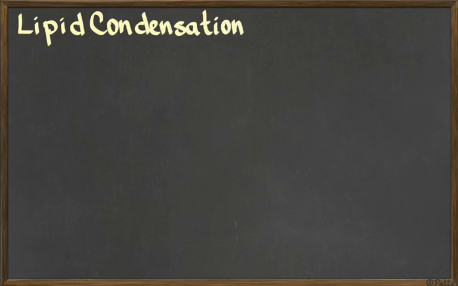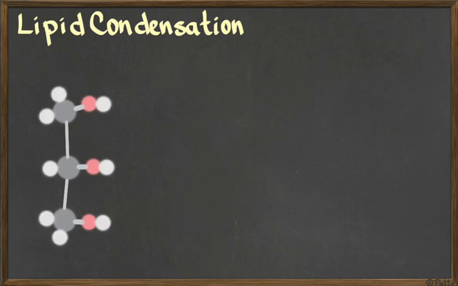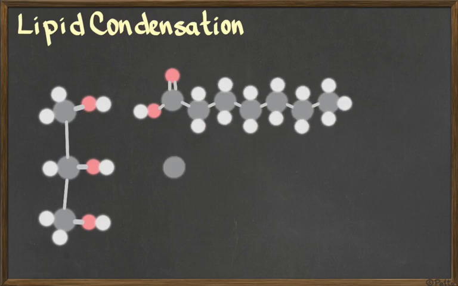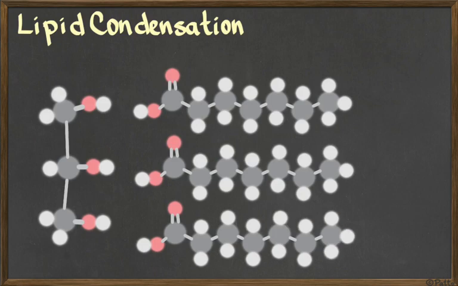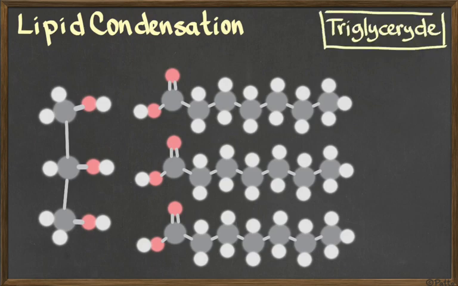Lipids can also be condensed. So here you have a glycerol. It's a little bit spread out because it's easier for us to play with when we talk bidimensionally. And you have a fatty acid, another fatty acid, another fatty acid. So here you have 1 glycerol, 3 fatty acids, and we are going to do the condensation. When you do the condensation, you're going to be making triglycerides.